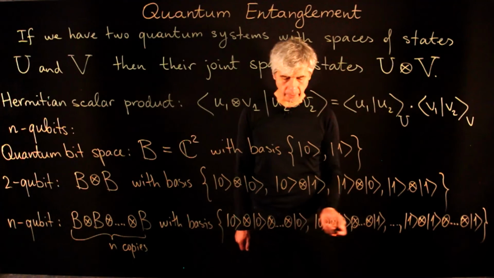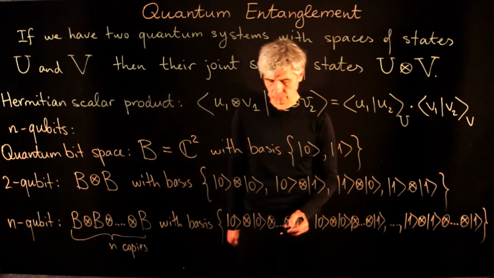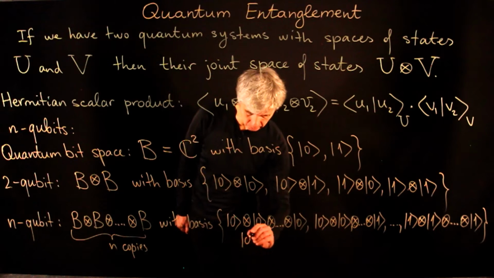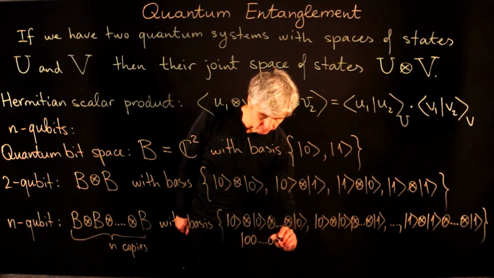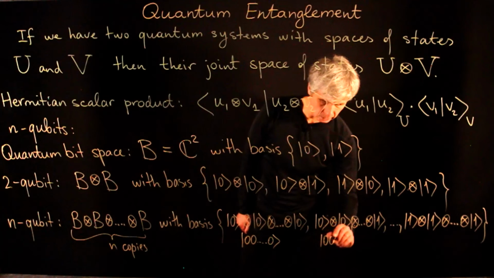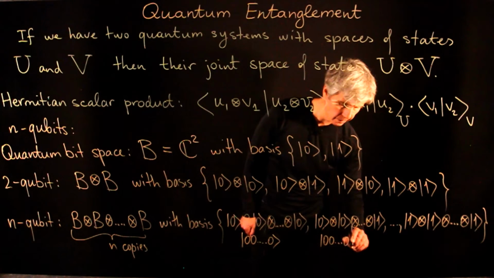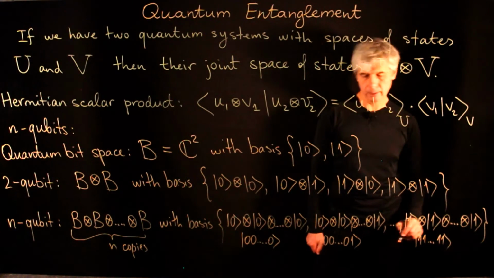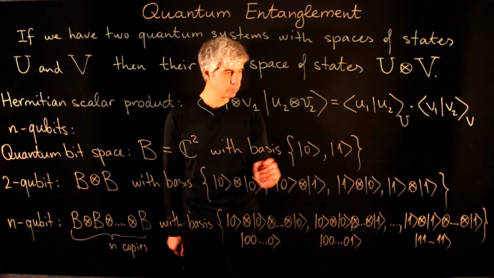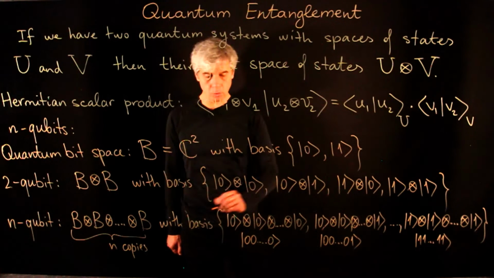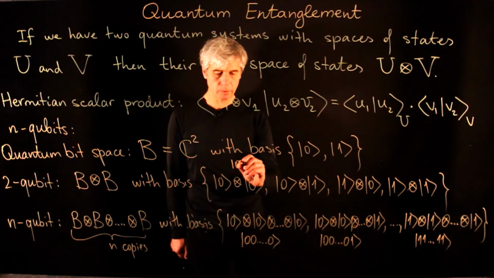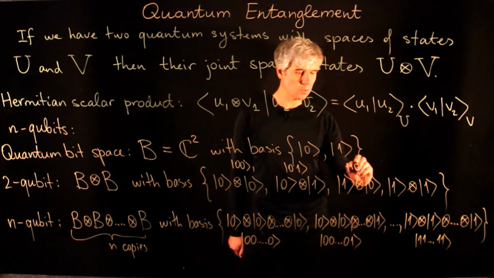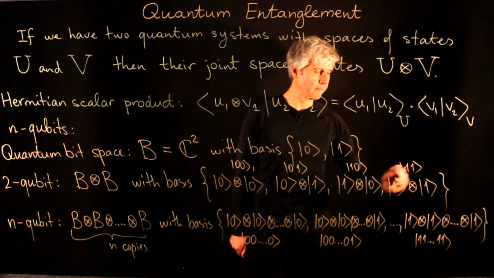So, of course, we're going to use shorthand notations for this. So this will be just denoted as 0, 0, and this one will be 0, 1, and this one will be 1, 1. So for 2-qubit, the basis will also be written 0, 0, 0, 1, 1, 0, and 1, 1.